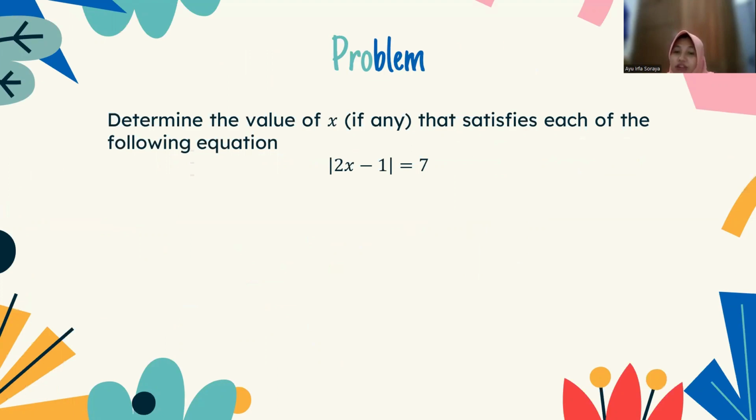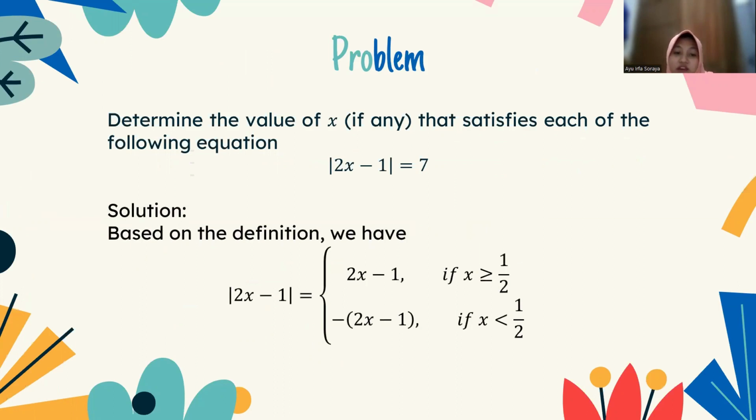Determine the value of x, if any, that satisfies each of the following equations. The equation is the absolute value of 2x minus 1 equals 7. Based on the previous definition, the absolute value of 2x minus 1 equals 2x minus 1 if x is greater than or equal to a half, and minus (2x minus 1) if x is less than a half.